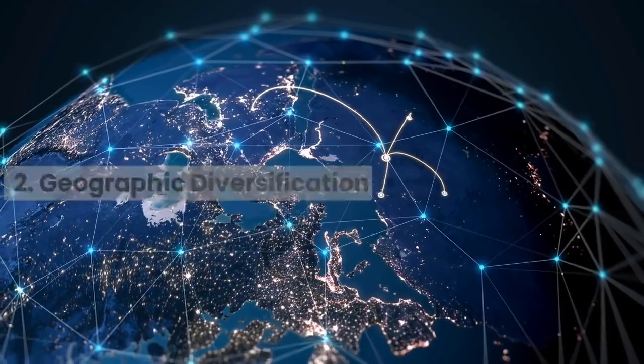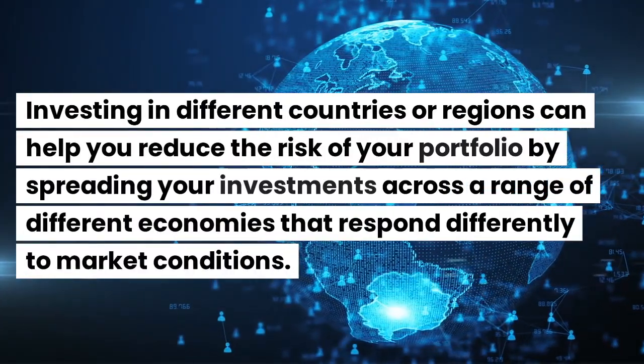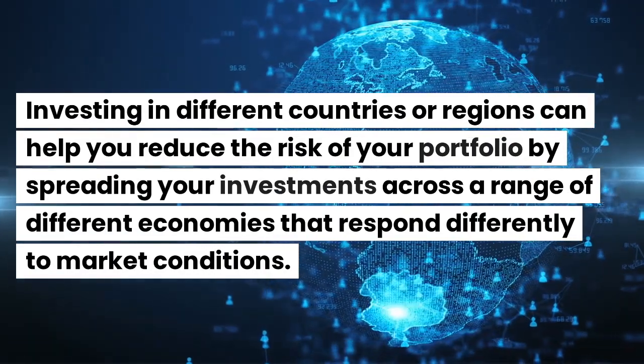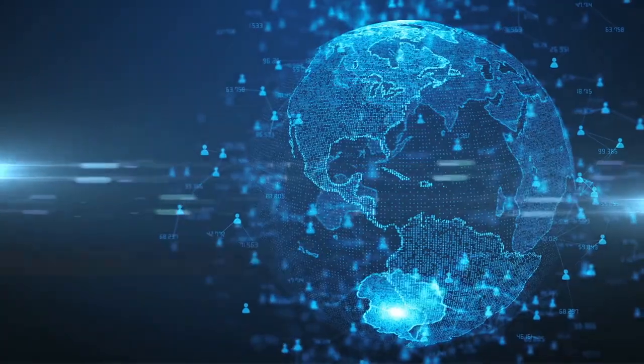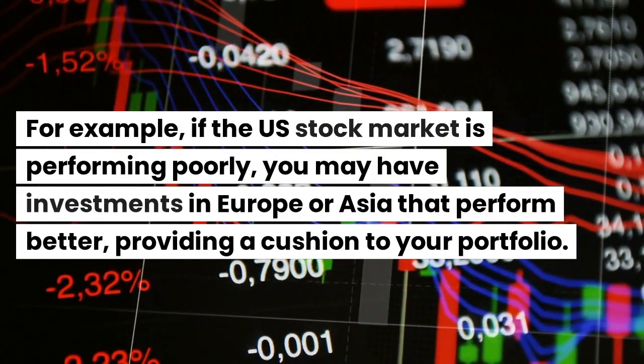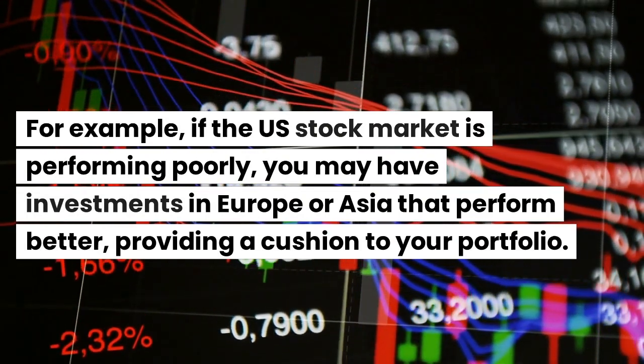2. Geographic diversification. Investing in different countries or regions can help you reduce the risk of your portfolio by spreading your investments across a range of different economies that respond differently to market conditions. For example, if the U.S. stock market is performing poorly, you may have investments in Europe or Asia that perform better, providing a cushion to your portfolio.